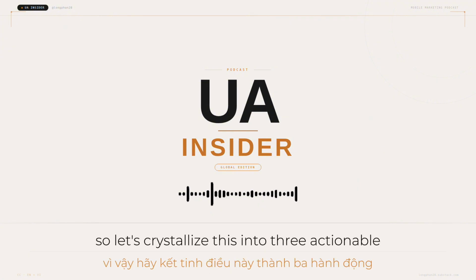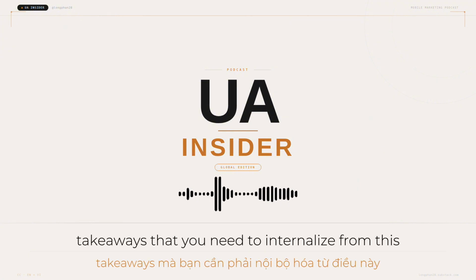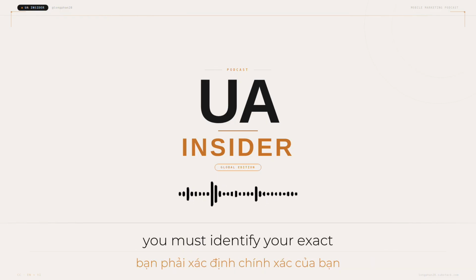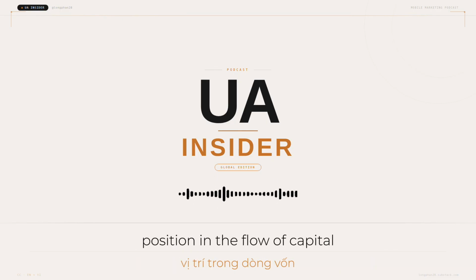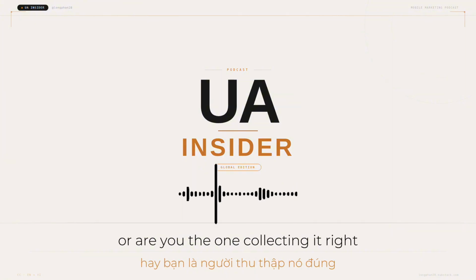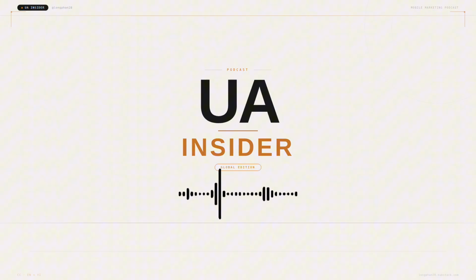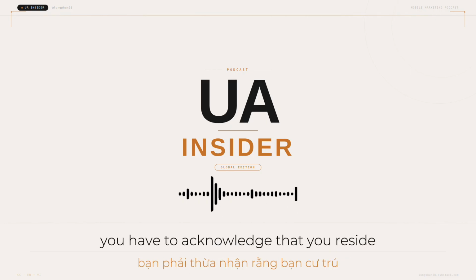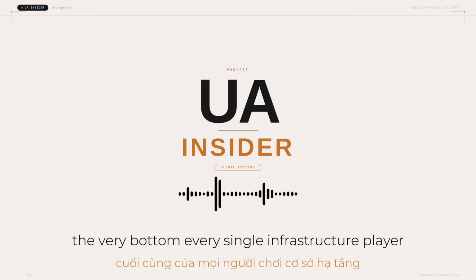Absolutely. So let's crystallize this into 3 actionable, hard-hitting takeaways that you need to internalize from this breakdown. Number 1, you must identify your exact position in the flow of capital. Are you the one paying the toll, or are you the one collecting it? Right. If you are a developer or a publisher, you have to acknowledge that you reside at the absolute bottom of the risk funnel. The very bottom.